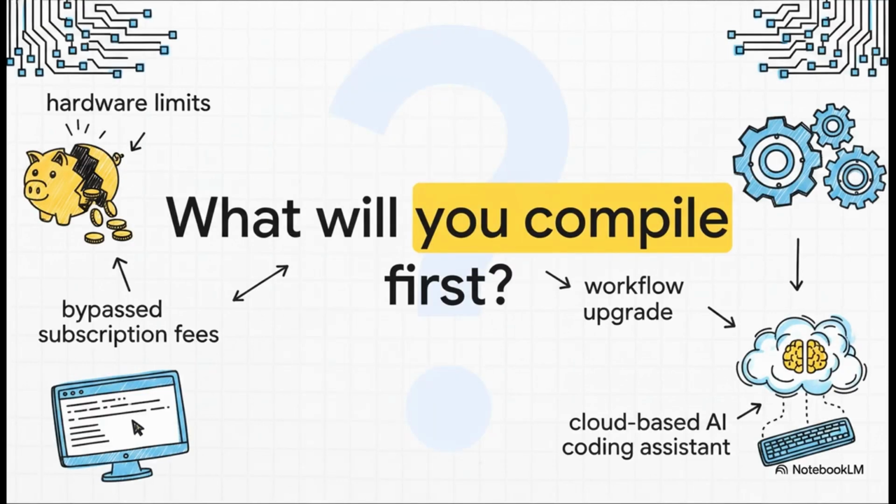We've bypassed the hardware limits, we've totally bypassed the heavy subscription fees, and we've unlocked a massive workflow upgrade. So now that you have unlimited, enterprise-grade AI power right at your fingertips for absolutely free, what will you compile first?